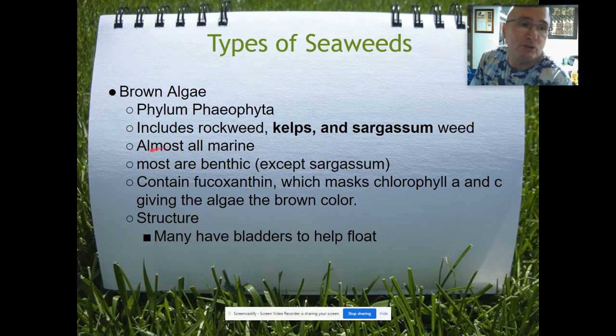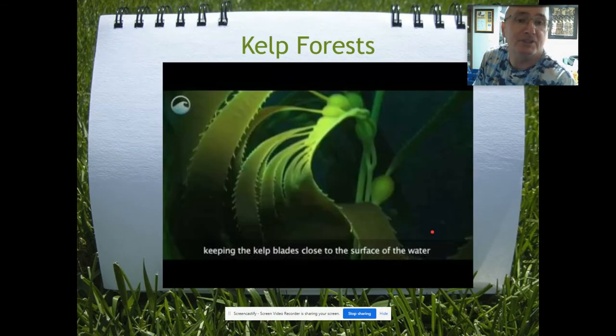Almost all members of this group are marine, and most are benthic. Benthic means they grow attached to the bottom or some sort of substrate. So they use those hold-fast structures to anchor them to the bottom. Many have these bladders that help them float. Sargassum actually floats on the surface, drifts with the ocean currents. And the kelps, which can get over 100 meters long, have to attach to the bottom and then grow all the way up to the surface. So they have these bladders full of air to help them rise. So a little bit here on kelp forests.